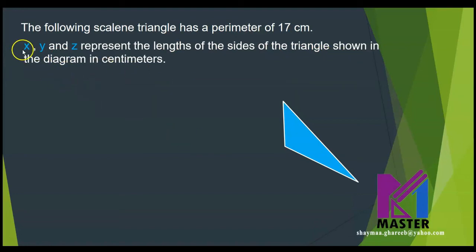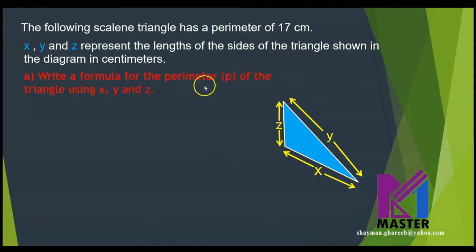So now the sides are X, Y, and Z. 3 different variables, 3 different numbers. So let's assume that this is x and this is y and this is z. Okay? So these are the 3 lengths or the 3 sides of this scalene triangle.